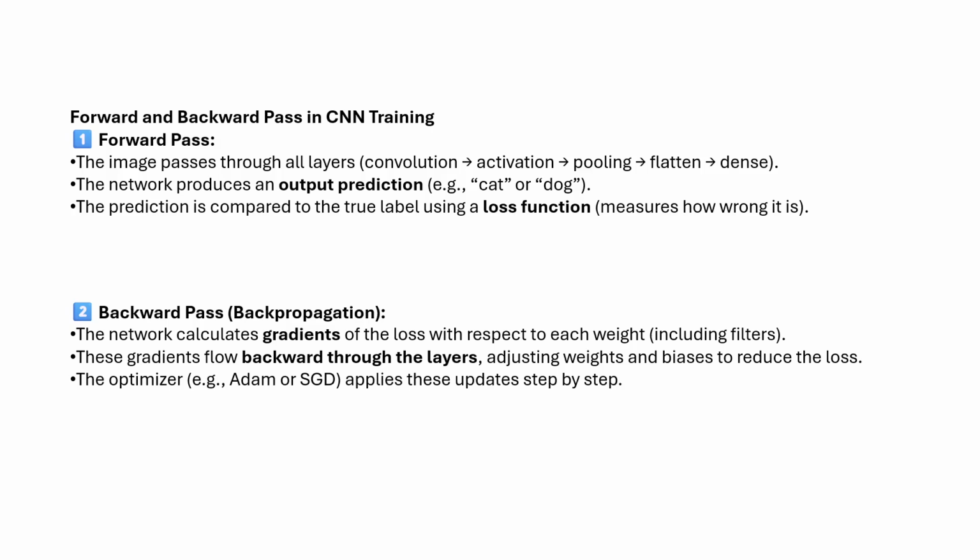Finally, yes, finally. Forward and backward pass in CNN training. Forward pass. The image passes through all layers. Convolution, activation, pooling, flatten, dense. The network produces an output prediction, e.g., cat or dog. The prediction is compared to the true label using a loss function, measures how wrong it is. Backward pass, backpropagation. The network calculates gradients of the loss with respect to each weight, including filters. These gradients flow backward through the layers, adjusting weights and biases to reduce the loss.